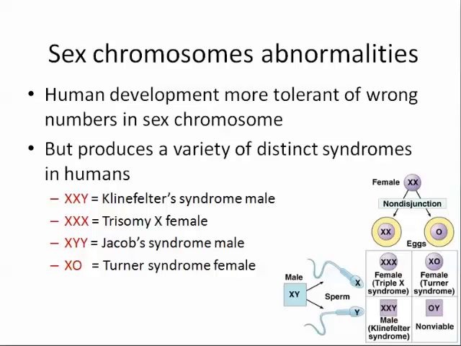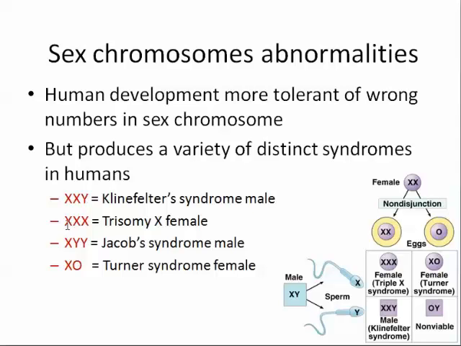The majority of chromosomal abnormalities actually happen with the sex chromosome, so the very last set of chromosomes, number 23. So it provides very distinct different syndromes. If you could be born XXY, which means that you would have Klinefelter syndrome, but you would still be classified as a male because you do have a Y.